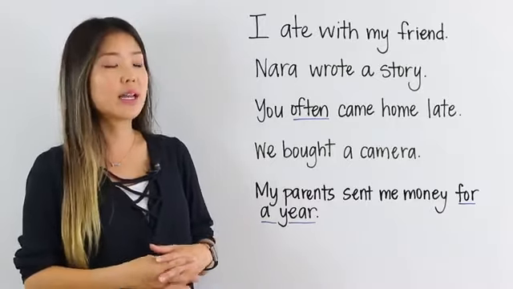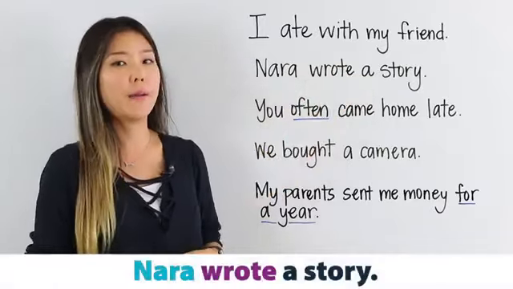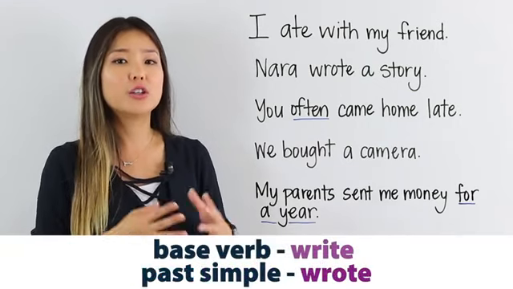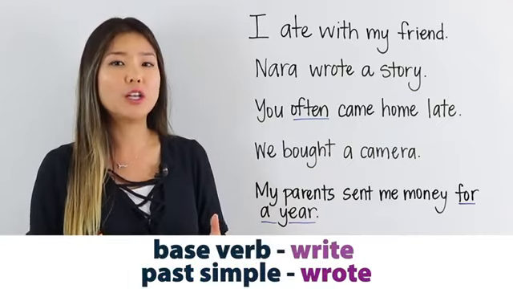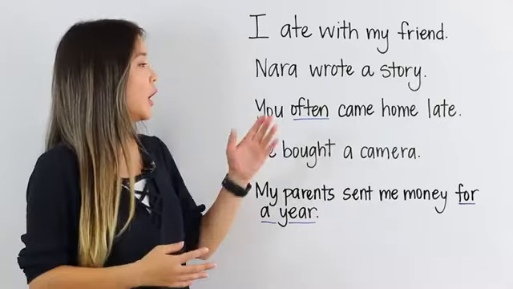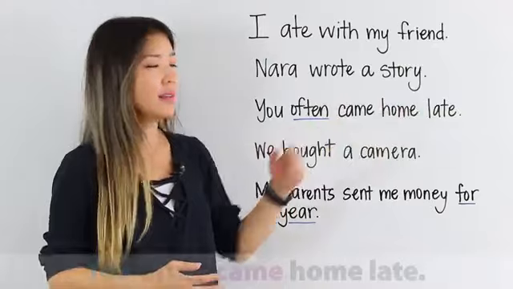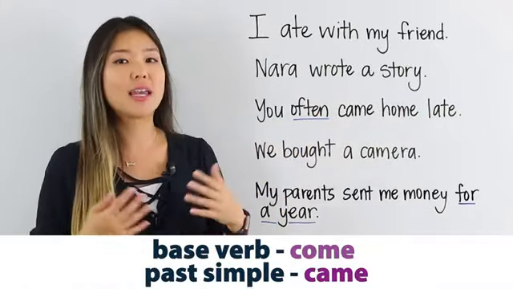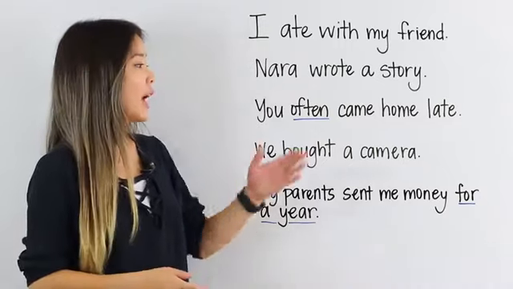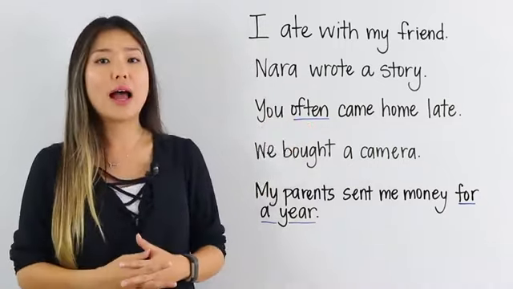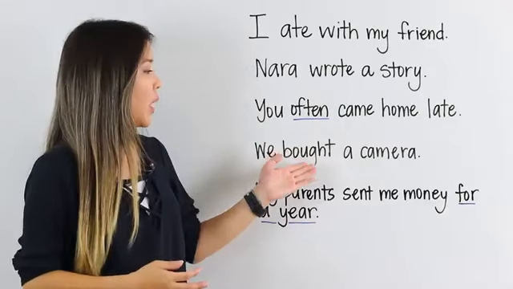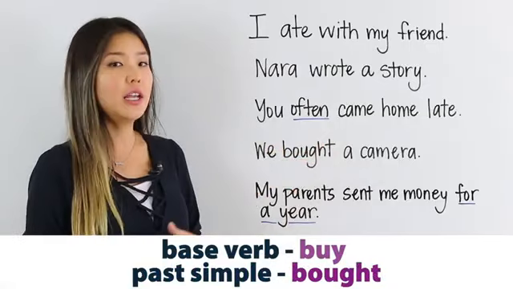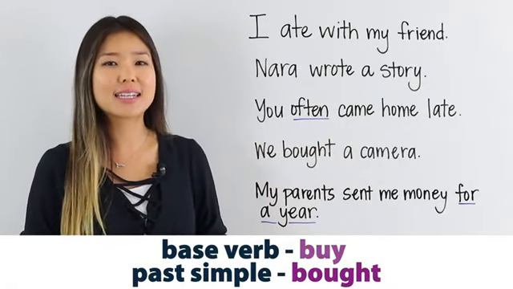The next example says Nara wrote a story. The verb is write. And because it's irregular, to change it into the past tense, we change the verb to wrote. You often came home late. The verb here is come, and it's been changed to came. You'll notice that we had the word often to show a habit. We bought a camera. The verb here is buy, and it's been changed to bought to show the past simple tense.